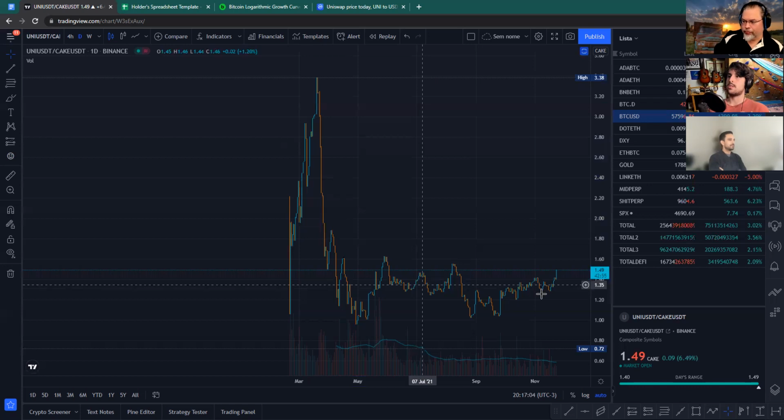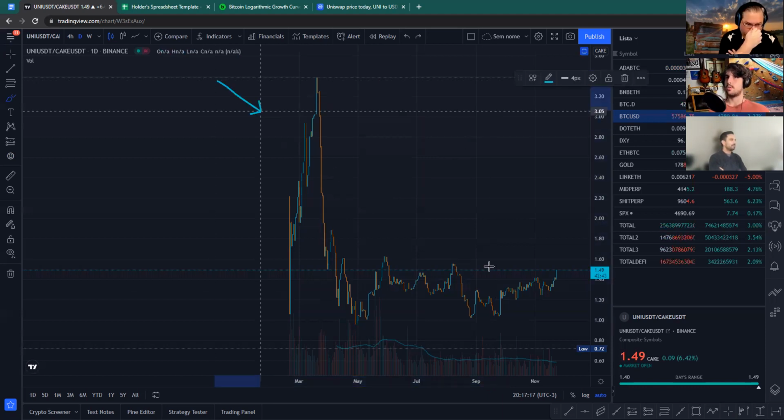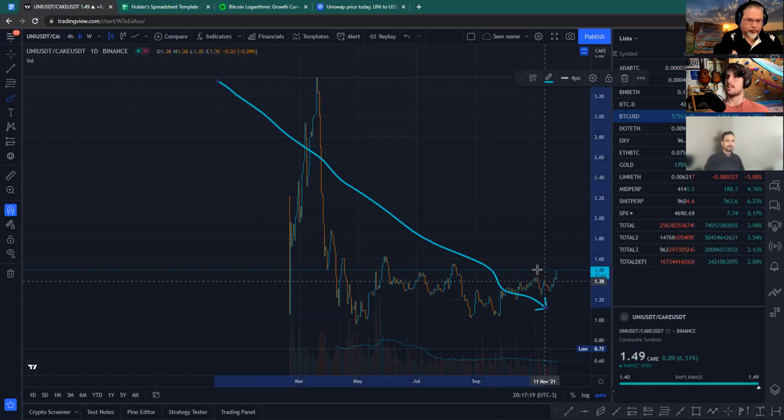Okay, what's the trend? Is it just going sideways? Is it highly correlated and going sideways? Is it constantly outperforming and in a long-term uptrend? Is it constantly being outperformed, so in a constant downtrend? So this is a very important thing to look at.